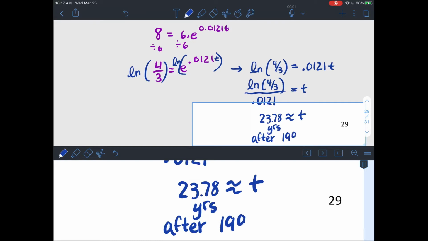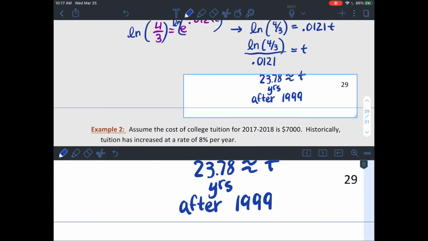Now it asks what year that's going to happen in, so that's how many years it is after 1999. So if I add 24 years approximately to that, that puts me in the year 2023.